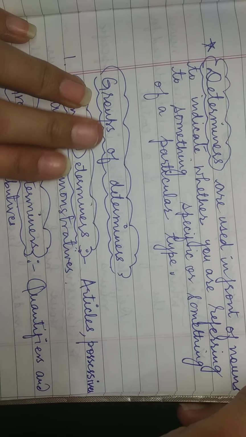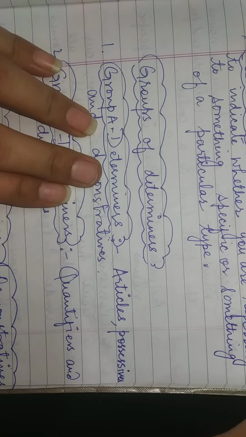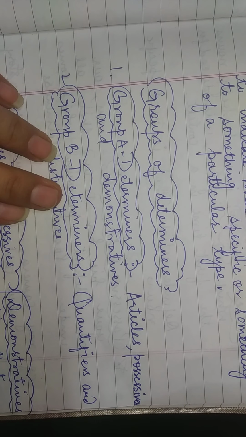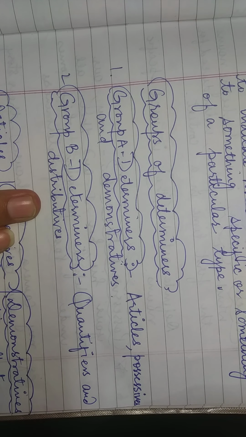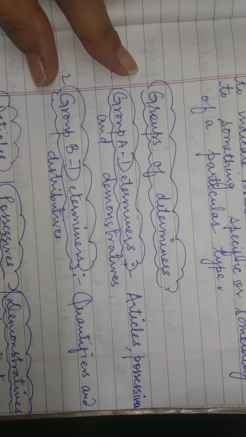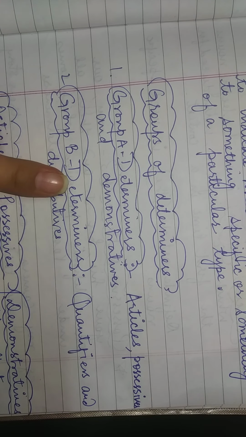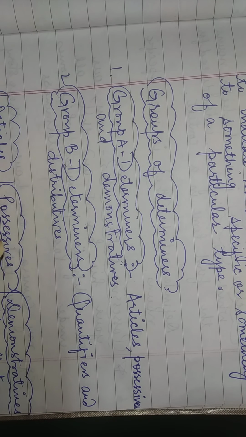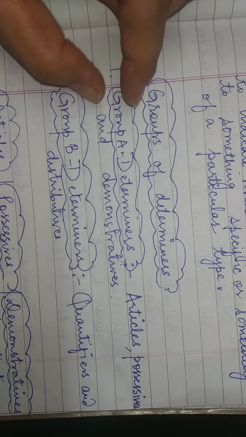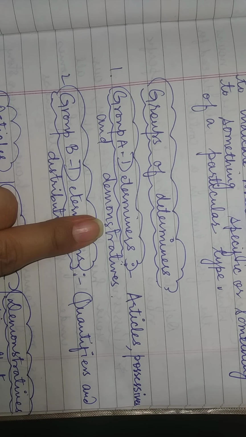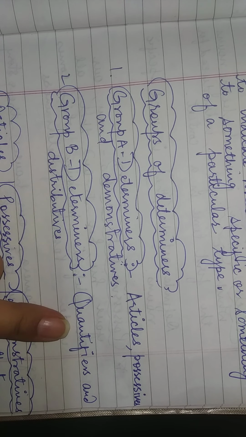There are two groups of determiners. Under group A come articles, possessives and demonstratives, and in group B, quantifiers and distributives. Class 7, I am telling you this because it will be much better for you. So you should learn this way only, that in group A we have articles, possessives and demonstratives, and in group B we have quantifiers and distributives.